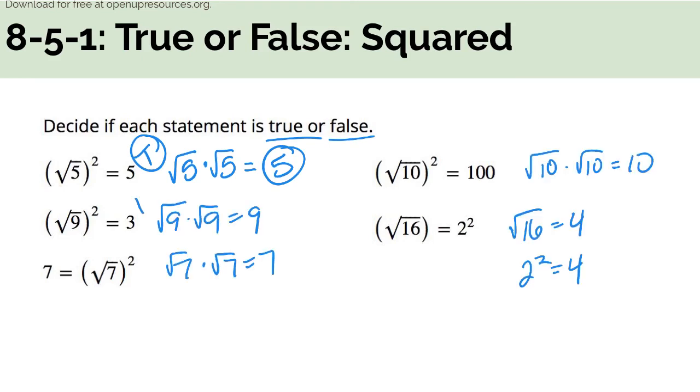Okay, here we go. The second one is false because the square root of 9 times the square root of 9 is 9. The third one is true. The square root of 7 times the square root of 7 is 7. The next one is false because the square root of 10 times the square root of 10 is 10, not 100. And the last one is true because the square root of 16 is 4 and 2 squared is also 4.